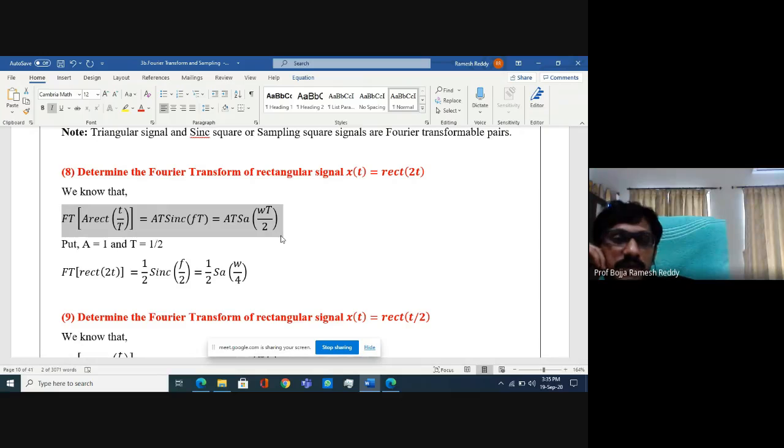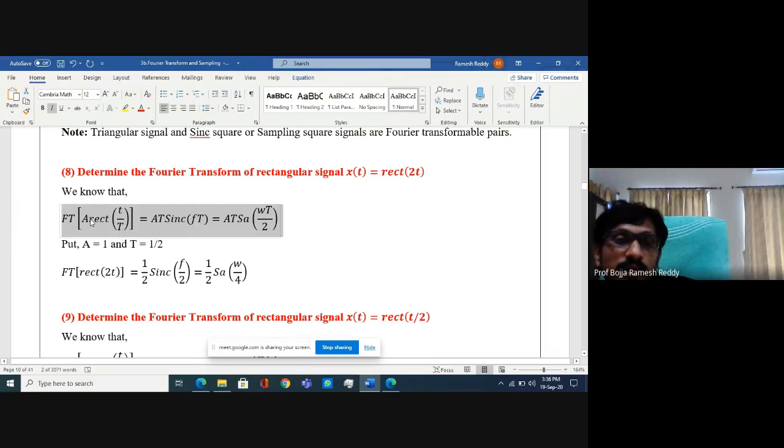Fourier transformable pairs. That is, the Fourier transform of rect(t/T) is equal to AT sinc(fT), or AT Sa(ωT/2). We have to know that formula. What is the requirement? Rect(2t). How to get rect(2t) here?